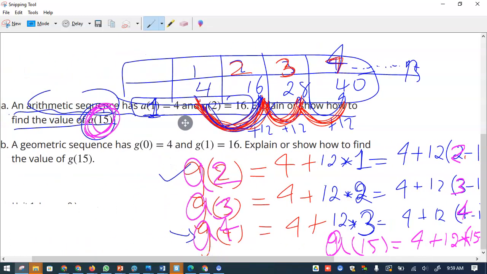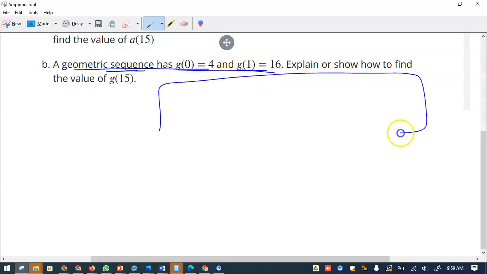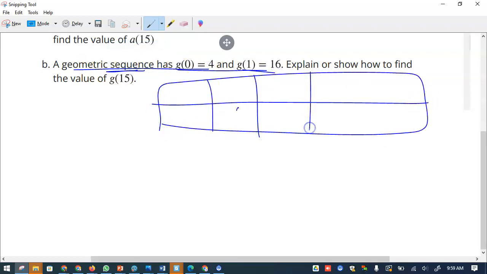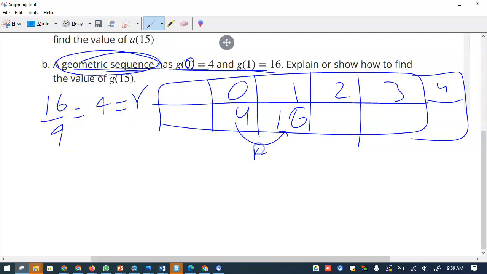But the second one, in the second case, it's a geometric sequence. Here almost everything is the same, but it's 4, 16, and this starts with 0, 1, 2, 3, and so on. So this time it's a geometric sequence, so 16 divided by 4 is the common ratio, the growth factor. R is 4. So each time you're multiplying by 4 and you get the next one, 64, and then 256, and so on.